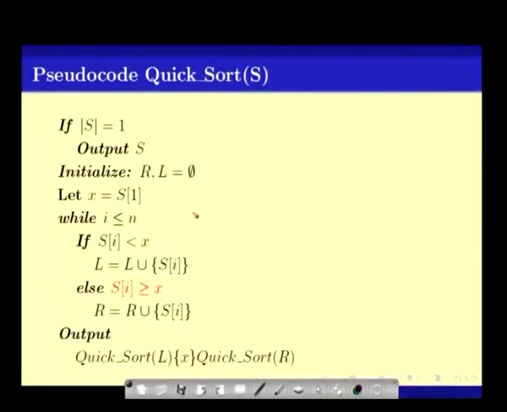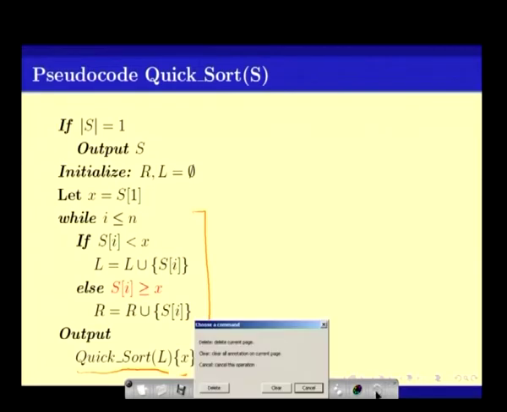So, this gave us the pseudo code, which was kind of simple. Again, we just took the pivot, we went through the set S and split this set S into two parts, R and L, and then we recursively called quicksort L, then output X, and then we recursively called quicksort R again, and the final one is our sorted list.